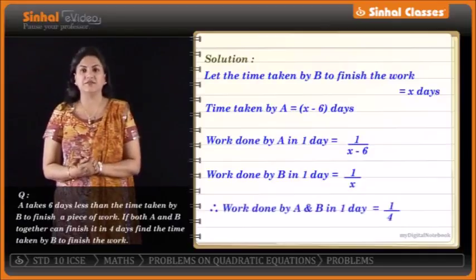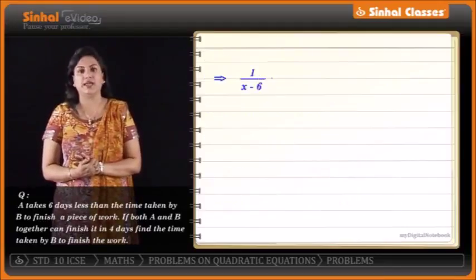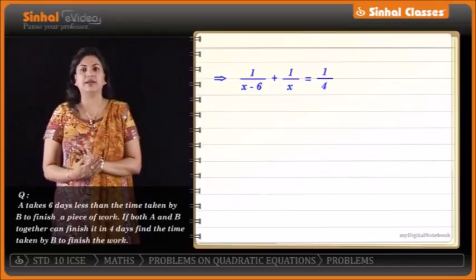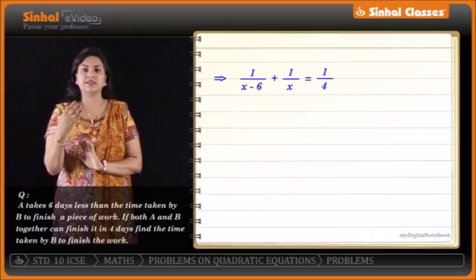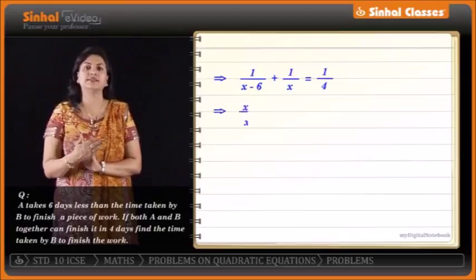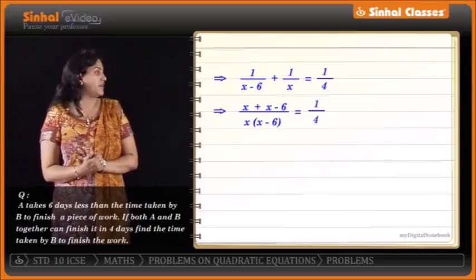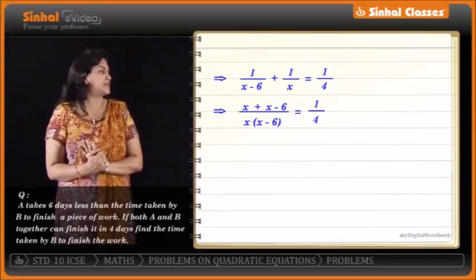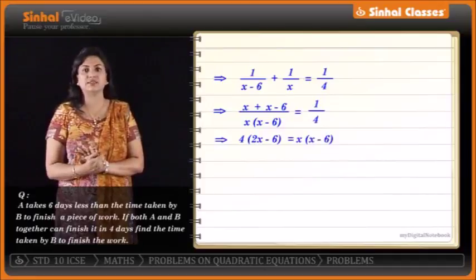So the equation can be framed as 1 upon x minus 6 plus 1 upon x is equal to 1 upon 4. Now on the left side, take the LCM as x minus 6 into x. We get x plus x minus 6 upon x into x minus 6 is equal to 1 upon 4. Now simplify this further. Take 4 to the other side and the denominator to the right side. We get 4 into 2x minus 6 is equal to x into x minus 6.